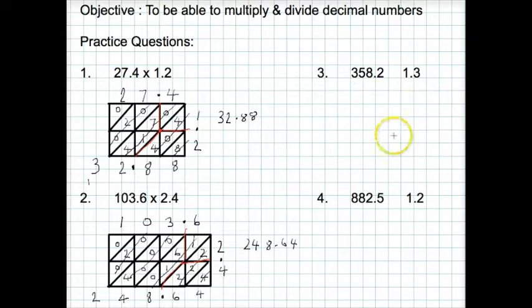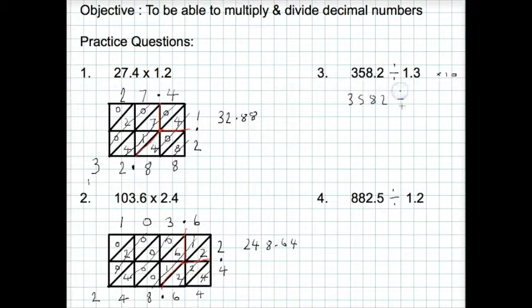Okay, now the divisions. Now with the division, if we times both of our numbers by the same number, then the sum remains the same. The answer to the question will remain the same. So I'm going to times both of these by 10. And this is going to make this easier.